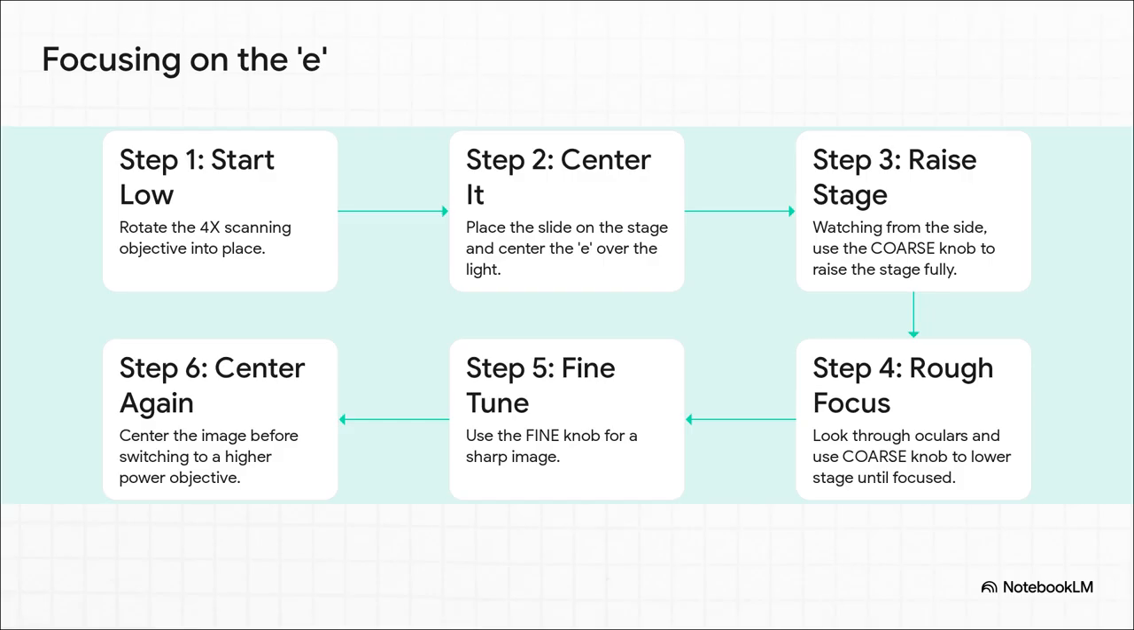4, now you can look through the eyepieces and slowly turn that same coarse knob the other way to lower the stage until you see something. 5, use the little, fine knob to get it perfectly sharp. And 6, always recenter your image before switching to a higher power.